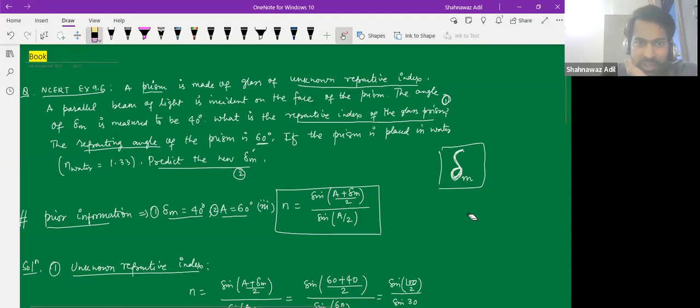Is this question clear? Yes, sir. So we will do one more problem that I have chosen, and then this idea will be very clear. We only have to remember that if the prism is in air, the refractive index is this, and if the prism is not in air but in some other medium, then the refractive index would be n2 by n1. Simply that. That is the only thing we have to remember.